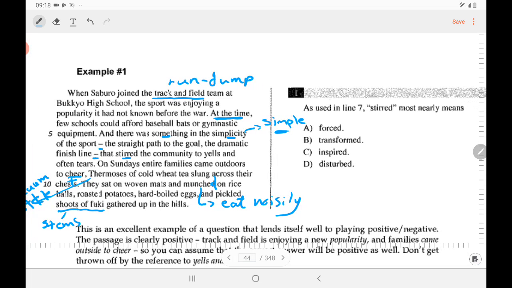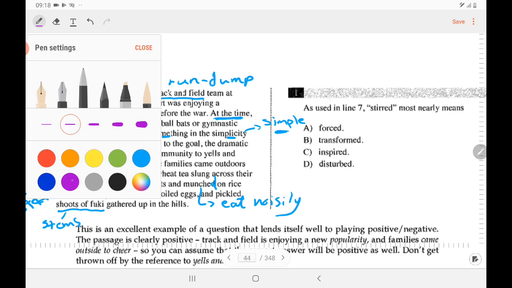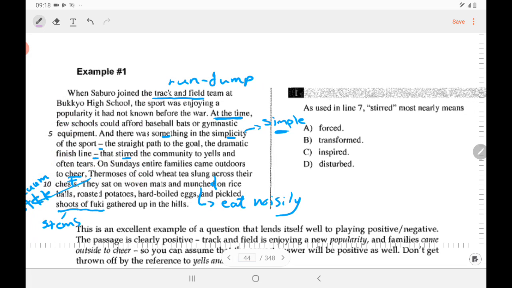Let's go and answer our question. As used in line 7, stirred most nearly means. Lines 5, 6, 7. Here, the word is stirred: that stirred the community to yells and often tears. I cannot start from this dash. I have to back up and start from the period, from the beginning of the sentence. This is rule number 1.